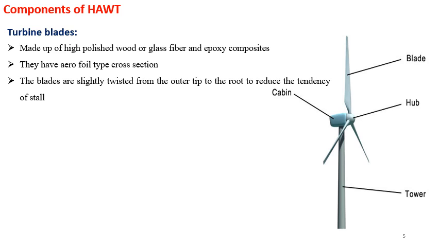Drag devices are less efficient wind energy converters, and always turn more slowly than the wind.